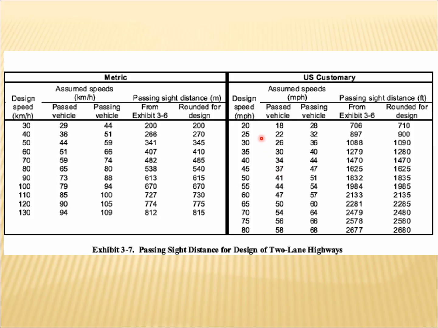Similarly, on the right side you can see the speed in miles per hour. You can see the passed vehicle speed. Passed vehicle means overtaken vehicle, and the passing vehicle means overtaking vehicle. And you can see the difference between the speeds is equal to 10 miles per hour. And then you can see the passing sight distance has been calculated over here, and then the values have been rounded off.